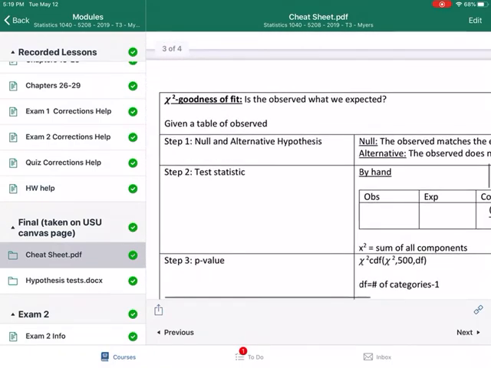Okay, so on Canvas, we're going to look at the cheat sheet. Remember, you don't get this on the test, but it's a good study source. We are doing the chi-square goodness of fit test, this right here. And what we want to know is what we observe versus what we would expect to happen.